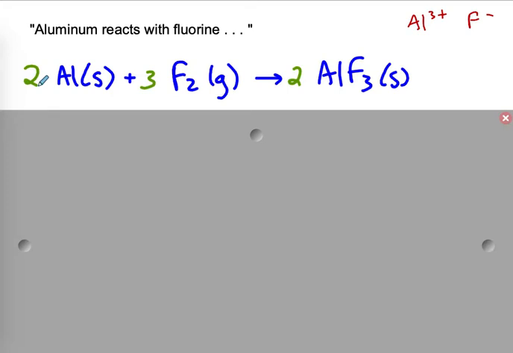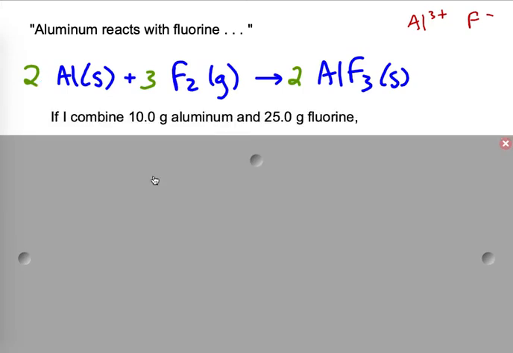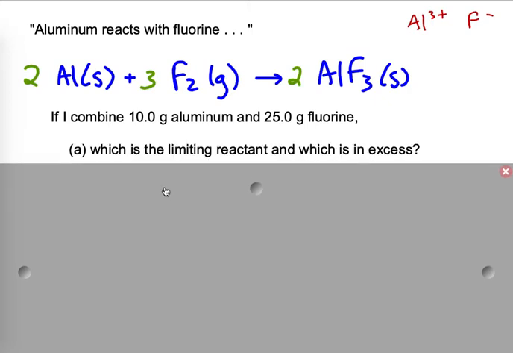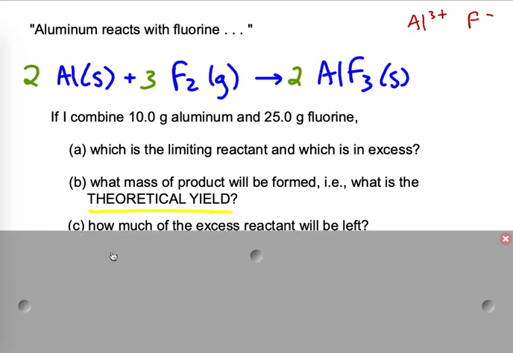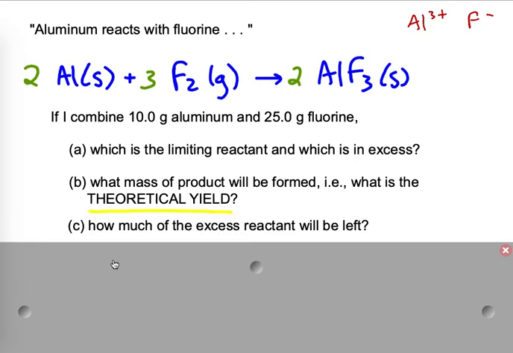To balance this, we need a 2 before the aluminum fluoride, a 3 before the fluorine, and a 2 before the aluminum. So, just as was the case with my pancake problem, I'm going to begin with specified quantities of both reactants. If I combine 10.0 grams of aluminum and 25.0 grams of fluorine, which is the limiting reactant and which is present in excess? What mass of product will be formed? That is, what is the theoretical yield? And that is the definition of the term theoretical yield, the mass of product I expect to get based on my stoichiometric calculations. And then finally, how much of the excess reactant will be left?